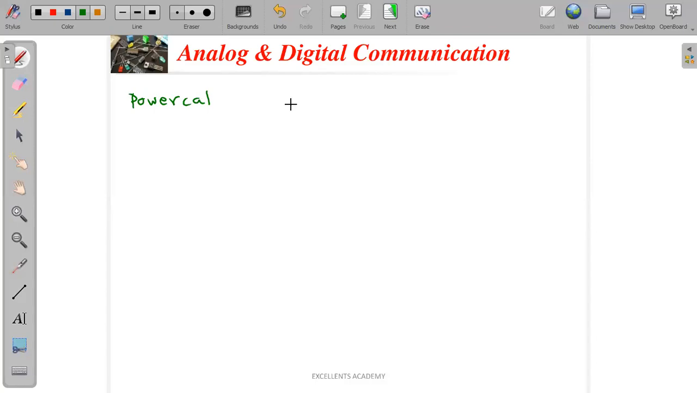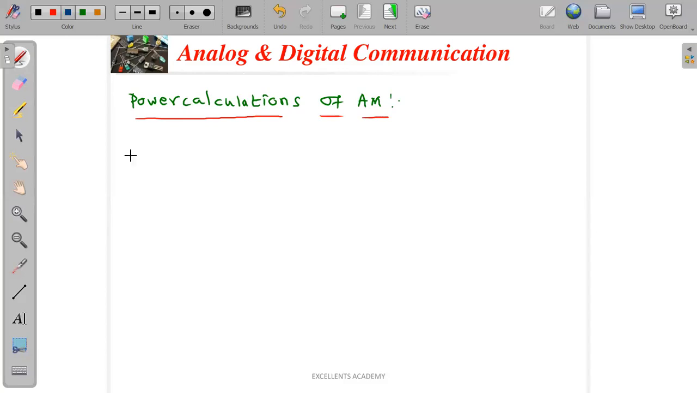வணக்கம். So இன்னைக்கு நம்ம அனலாக் அண்ட் டிஜிட்டல் கம்யூனிகேஷன்ல ஏஎம் மாடுலேஷனோட பவர் கால்குலேஷன்ஸ் பார்க்க போறோம். So ஏஎம் மாடுலேஷனோட பவர் கால்குலேஷன்.